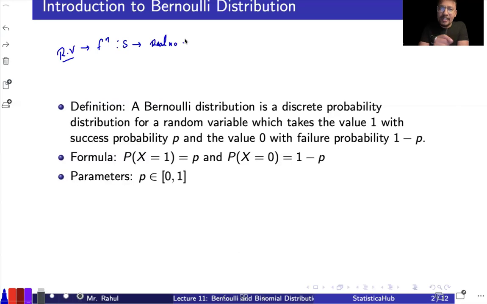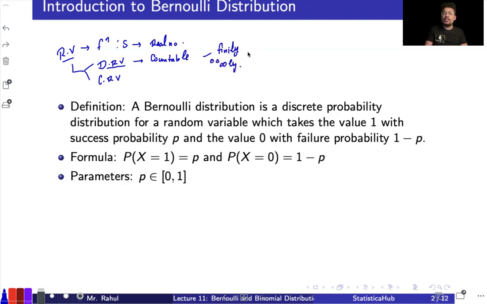Correct? Now moving ahead in that part, then we defined that the random variable can be of two different types. They can be discrete random variable, or they can be continuous random variable. For discrete random variable, the classification depends on which particular range set they are belonging to. For a particular random variable, if the range set is coming out to be countable, it can be finitely countable or it can be infinitely countable. So in this particular setup, the random variable that we are going to get is your discrete random variable.